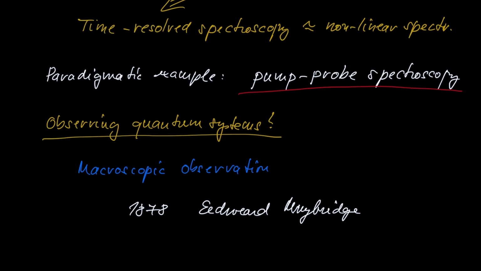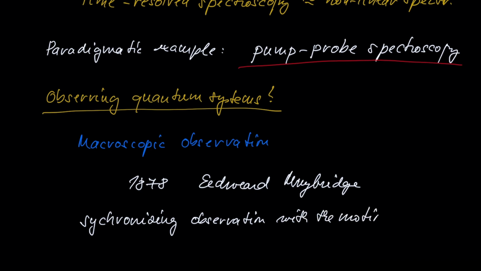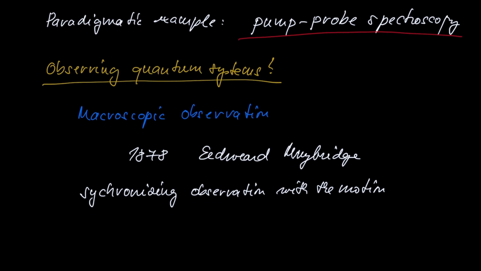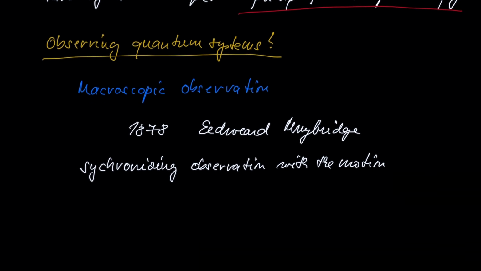So in this case, there was a problem of synchronizing observation with the motion. In a microscopic observation, this synchronization becomes an extremely difficult and important thing to do.